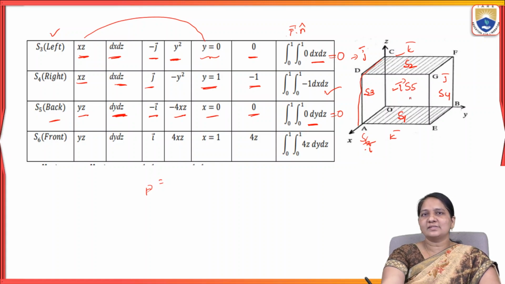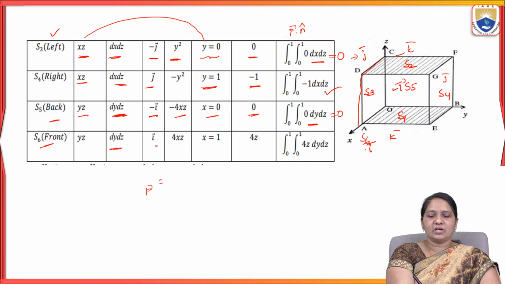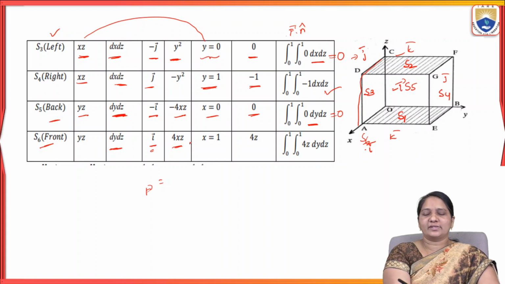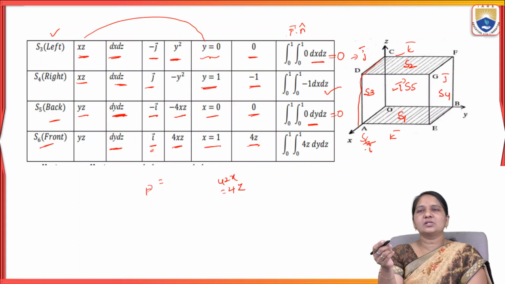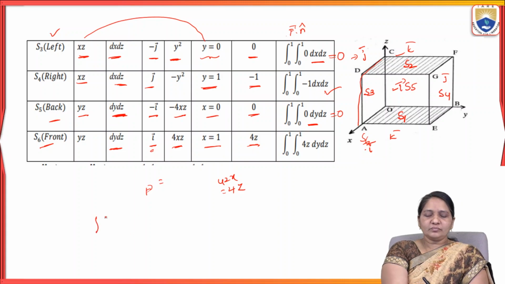Now we are taking S6, surface 6. That means the yz plane, so dy dz. This is i bar, so f dot i is 4xz. We are taking x equal to 1 here, so the value becomes 4z. So integral 0 to 1, integral 0 to 1, 4z dy dz. Now we have the integral values of all surfaces. We are going to calculate all these values and sum them up to get the double integral over S of f bar dot n ds.